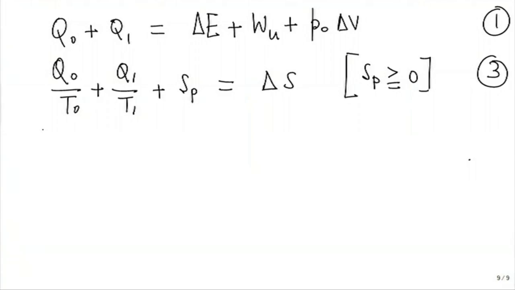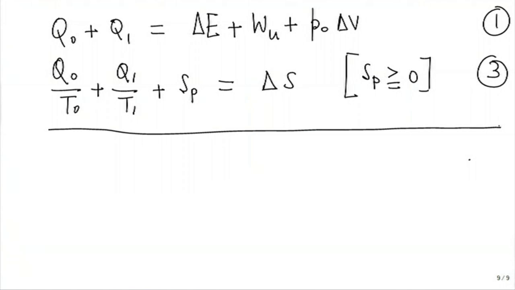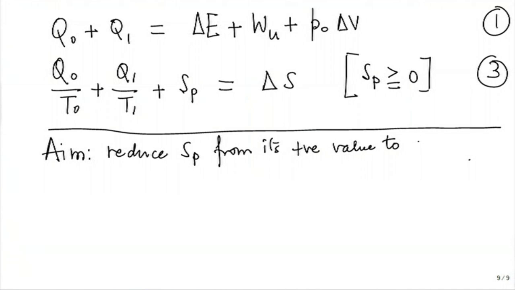The question which is going to be asked is, see what happens. The actual process may be irreversible, making SP greater than 0. The ideal process would need SP to be equal to 0. So I have to reduce SP from its positive value to a 0 value. For that, in the standard analysis, it is assumed that you are not going to change the change of state. So the aim is to reduce SP from its positive value to 0.